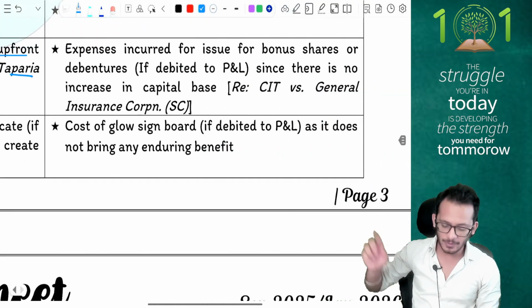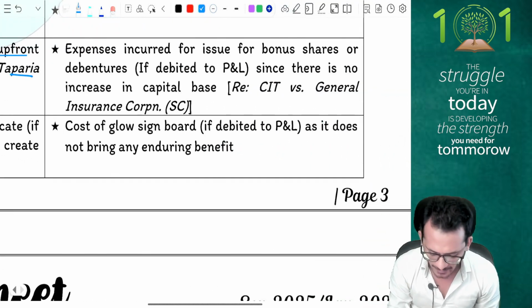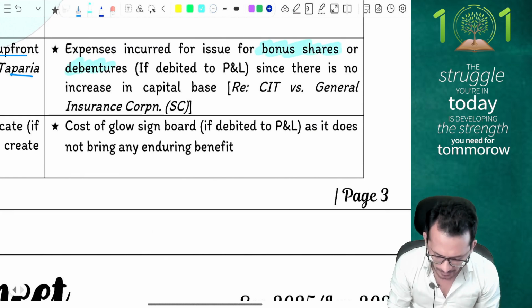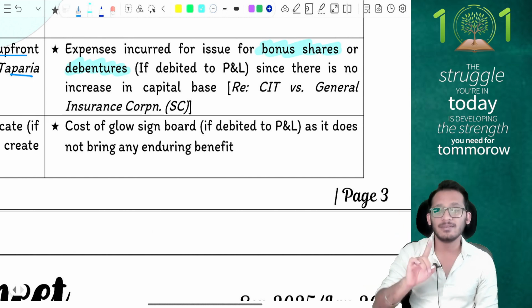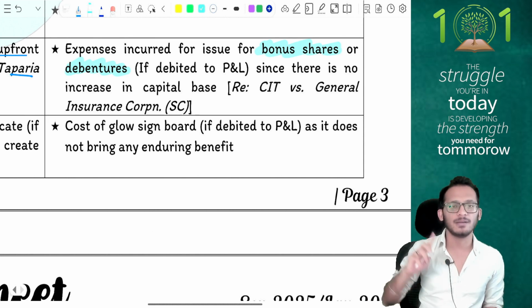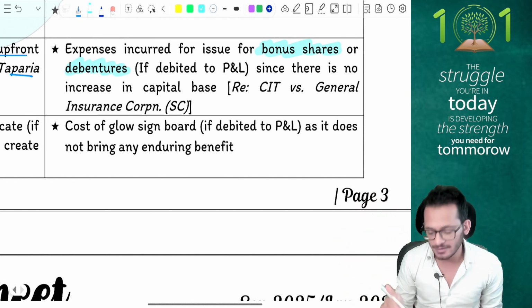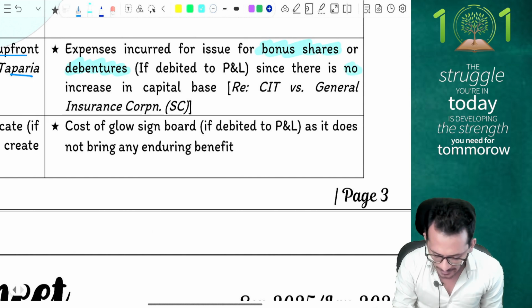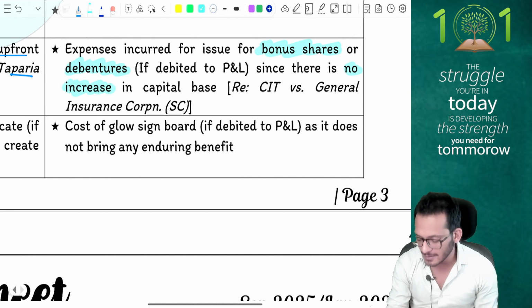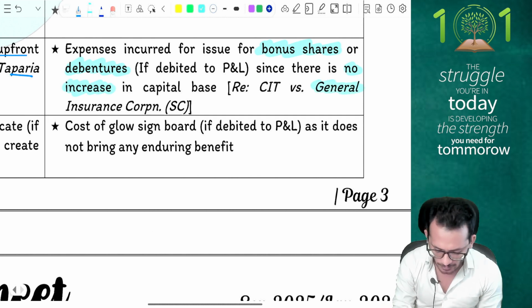Items which can be ignored, people, are the critical ones. Any kind of expenses which you have incurred for the purpose of bonus issues or any kind of debenture payments. Notice, for rights shares, I will disallow the expenses because it is increasing my capital base. But when it comes to bonus shares and debentures, they are not going to increase my capital base and therefore will be treated as a revenue expense. This is what was clarified in General Insurance Corporation.